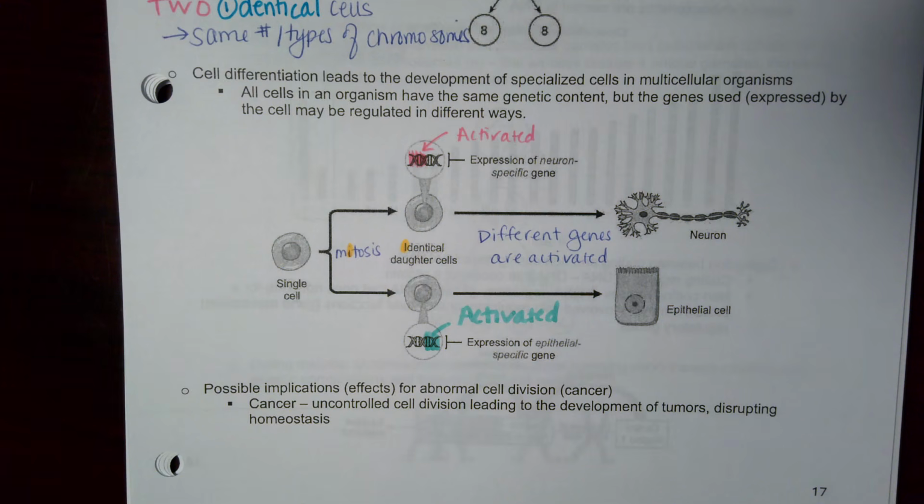Sometimes what can happen is you have uncontrolled or abnormal cell division. This leads to cancer. So it's mitosis, but instead of stopping at the checkpoints, it just keeps going and going and going. And that leads to the development of tumors.